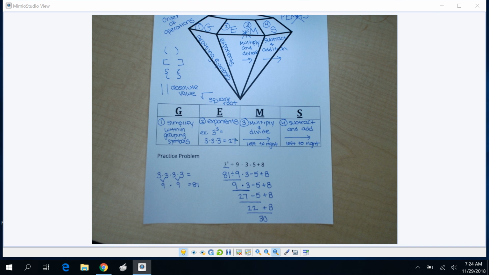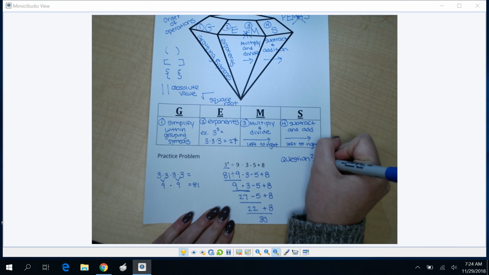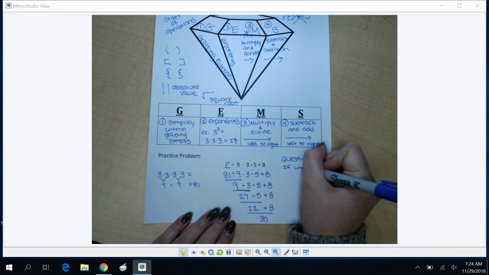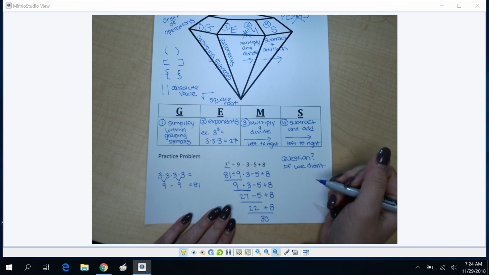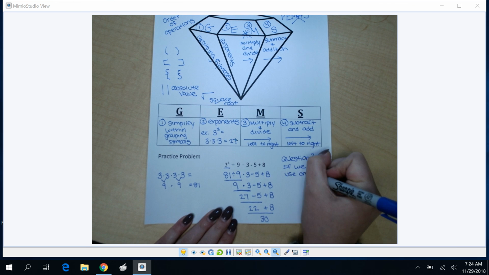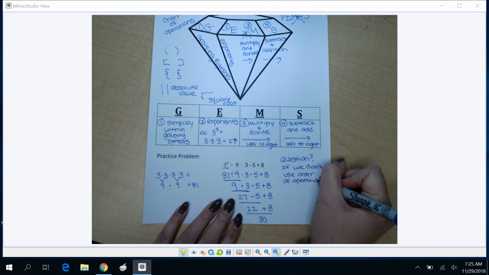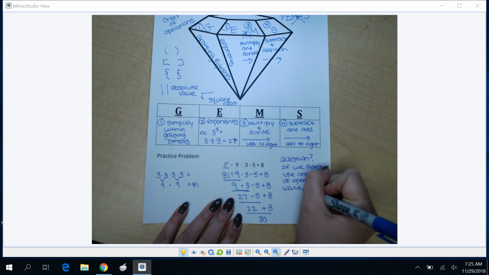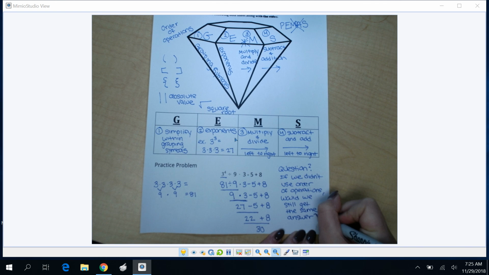So something I want you guys to think about tonight, and a question I want you to think about, and something we're going to talk about tomorrow, is if we didn't use order of operations, would we still get the same answer of 30? That's something I want you to think about tonight, and then we will talk about it tomorrow when you come to class.